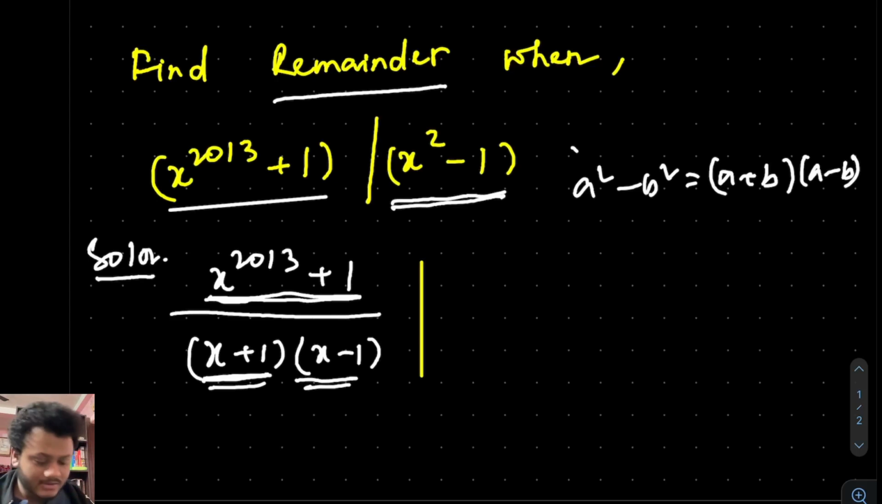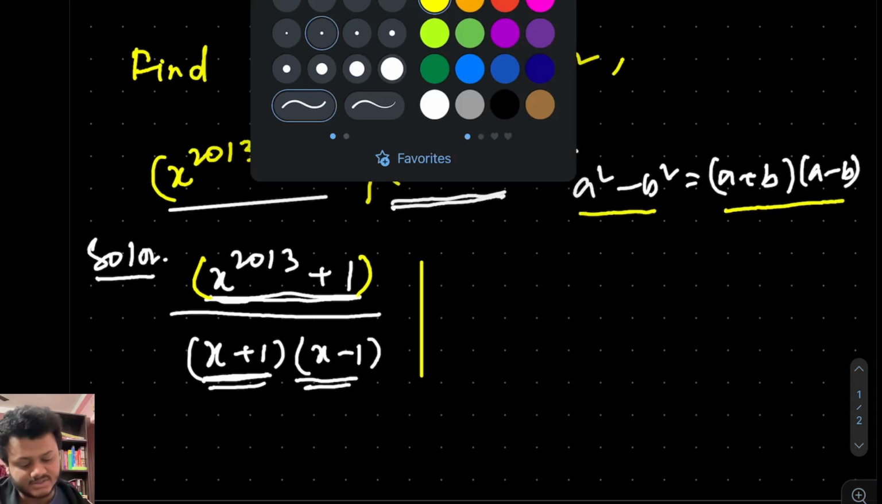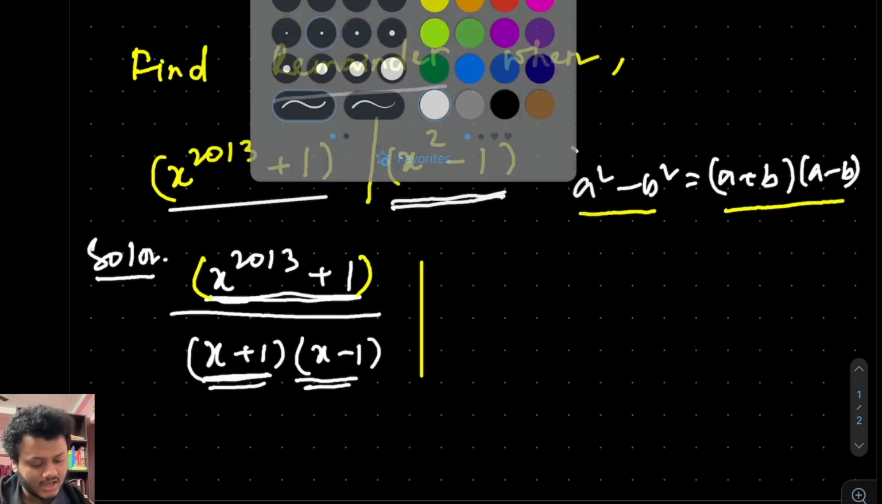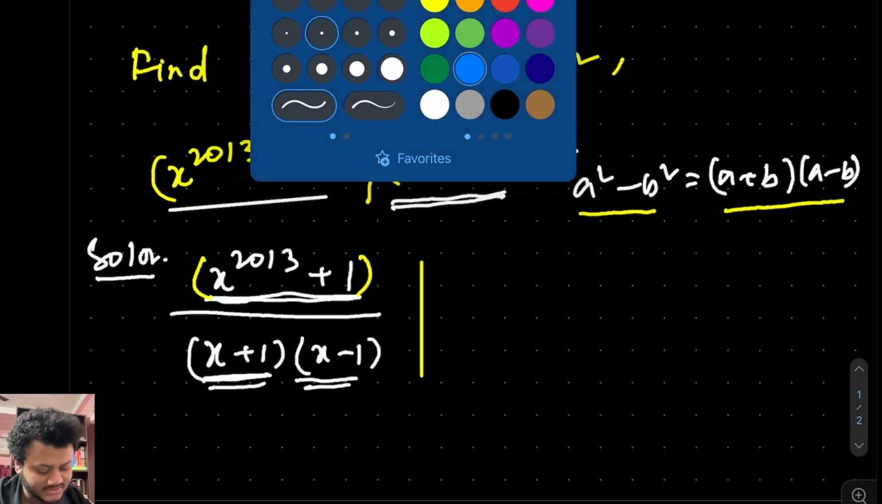So the next question that we have is: find the remainder when this expression is divided by this expression. Now this expression x square minus 1 can be written as x plus 1 into x minus 1. a square minus b square is a plus b into a minus b, so this can be written in this way. Now if you look closely at the expression, you will find what the thing that is given here is.